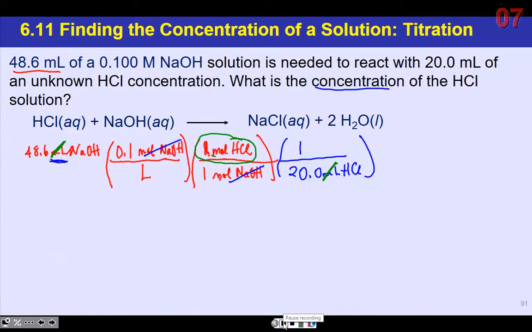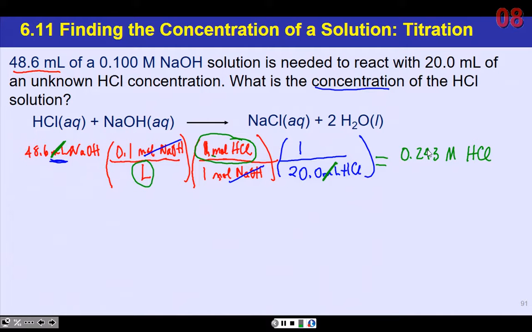Okay, that looks better. So moles on the top have not been canceled, and the liters on the bottom haven't been canceled. Moles per liter, and now it's a calculator exercise. Unless you want to do this in your head, most of us don't. We'll punch in the numbers, and it's not incredibly surprising. The digits we get here are 0.243 molar HCl. That's the concentration.